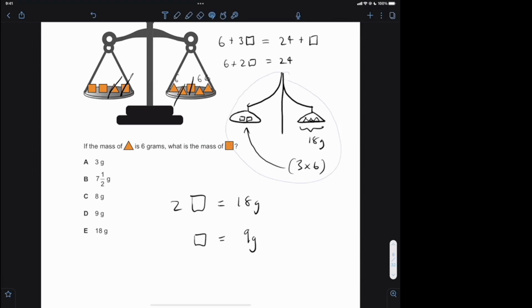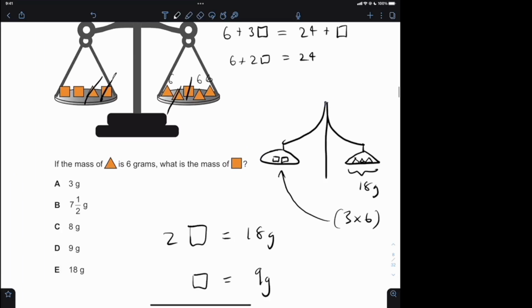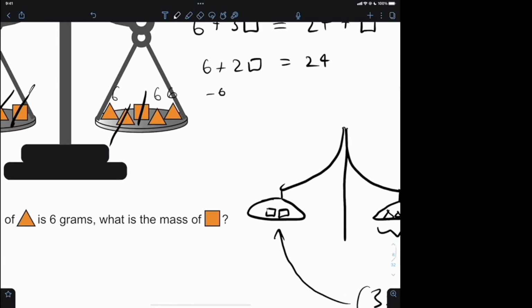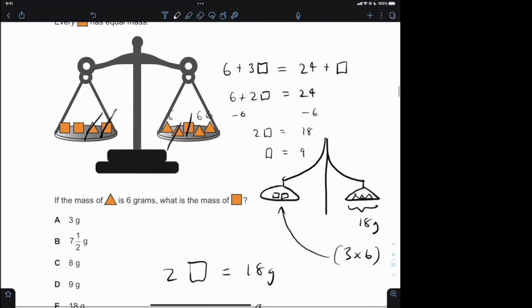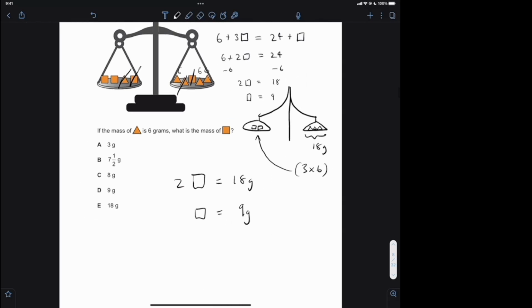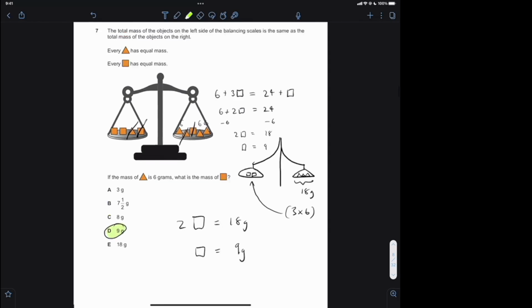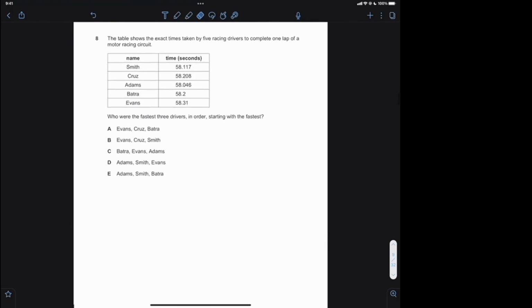And then from here, you say, all right, well, let's take off 6 from each side. As long as you do the same thing to each side, it's fine, right? And so that leaves us with 2 squares equaling 18. And we actually have the same kind of calculation as we had in the other method. Okay, so it's actually doing the same thing, just a bit more of a visual approach as opposed to a mathematical one. Okay, so the answer there is going to be D, 9 grams. All right, so hopefully that is making sense.